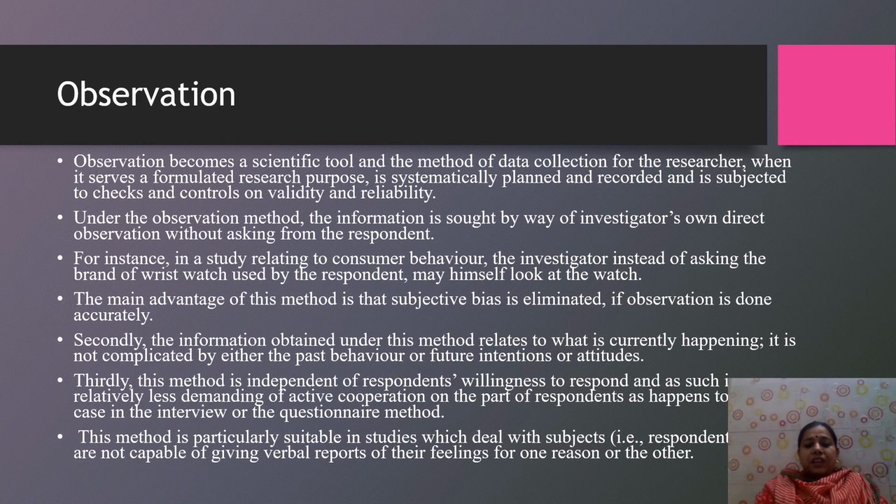Secondly, the information obtained under this method relates to what is currently happening. It is not complicated by either the past behavior or future intentions or attitudes. Thirdly, this method is independent of respondents' willingness to respond and is relatively less demanding of active cooperation on the part of respondents, as happens in the case of the interview or questionnaire method. The method is particularly suitable in studies which deal with subjects that are not capable of giving verbal reports of their feelings for one reason or other.